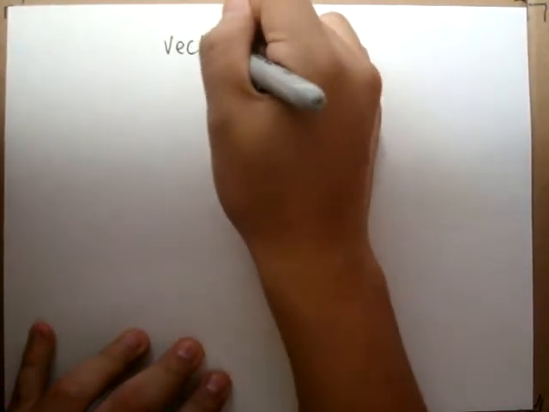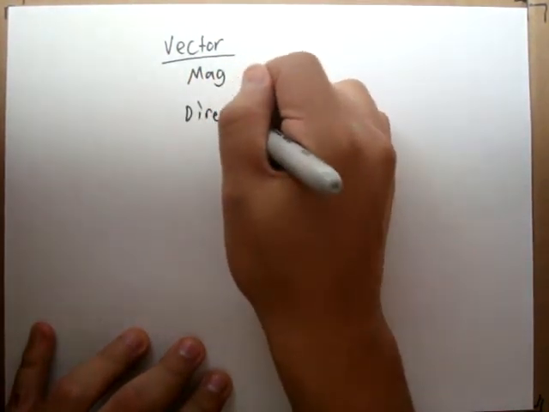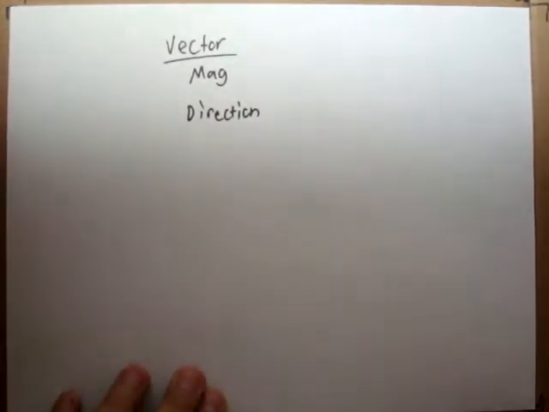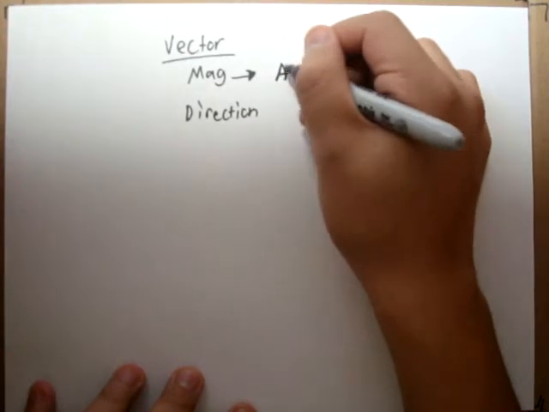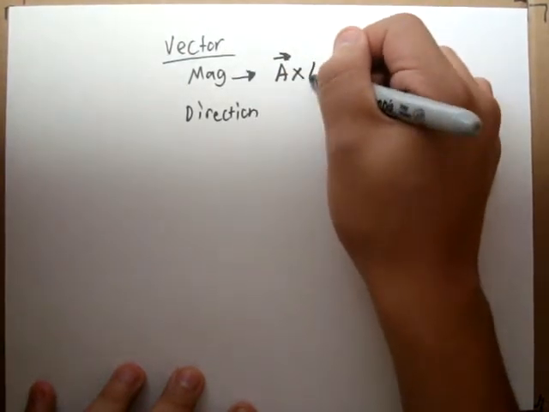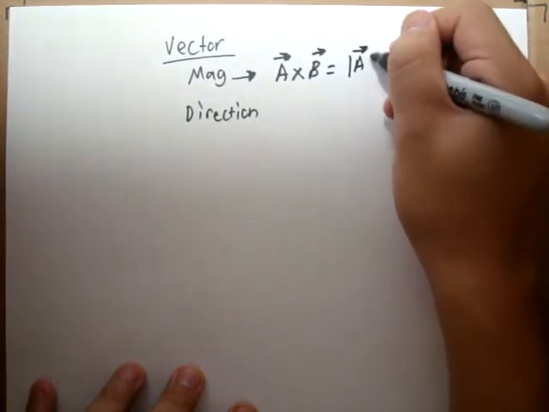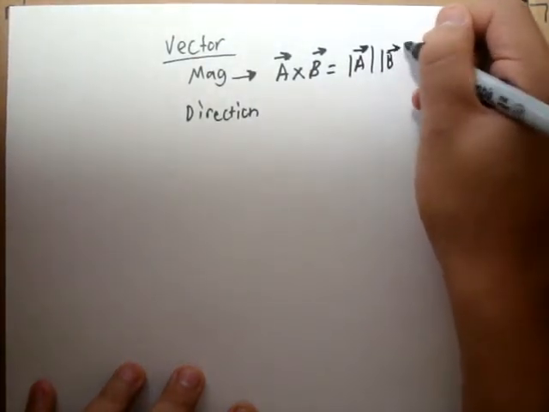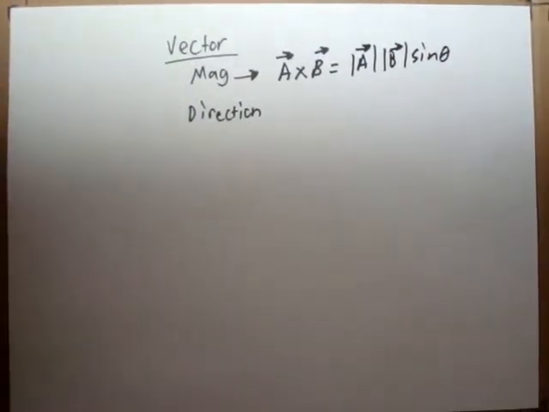A vector is always made up, remember, of a magnitude and, of course, its direction. Now, if you're taking physics, the magnitude is not that hard. You would know that vector A cross product vector B is equal to the magnitude of A times the magnitude of B times sine of theta.